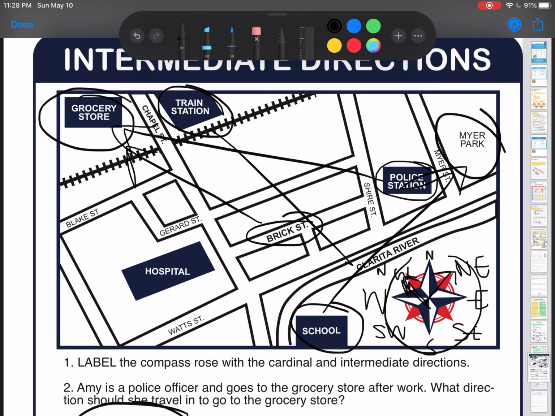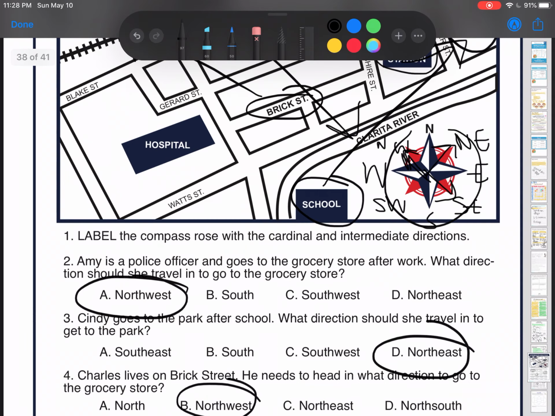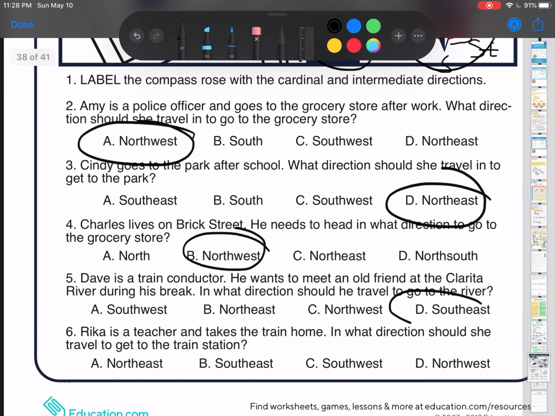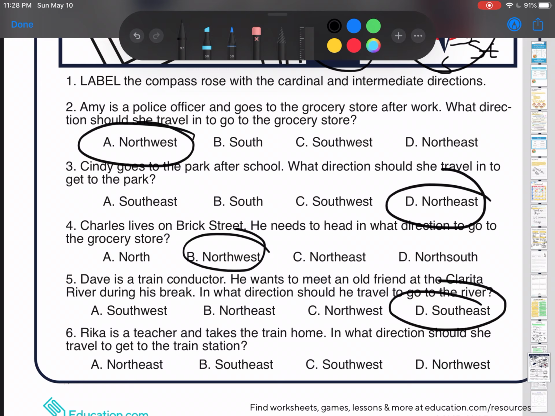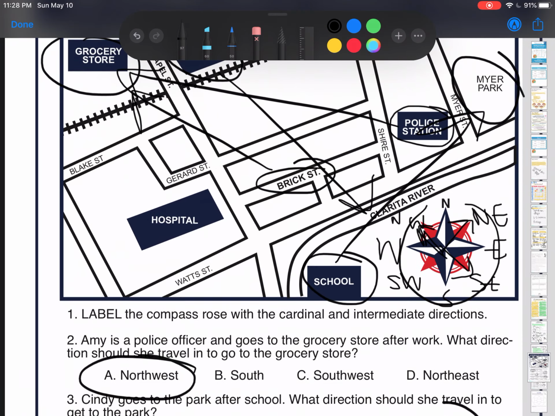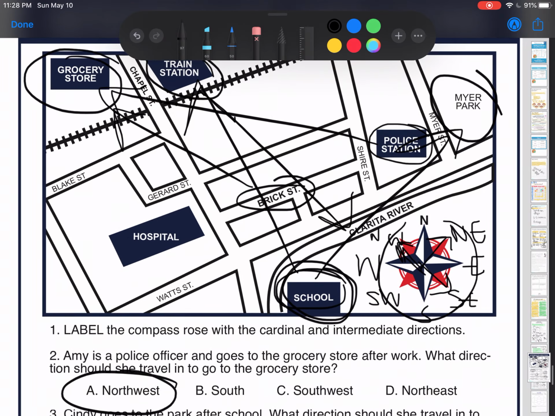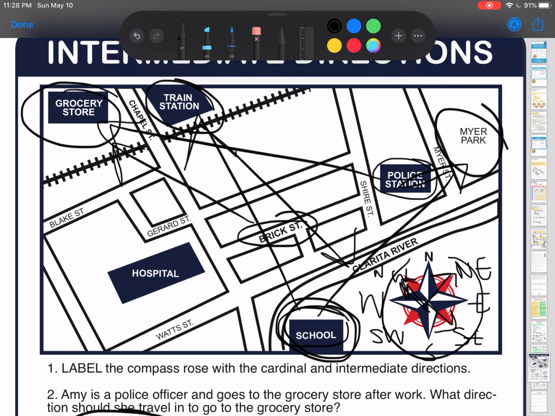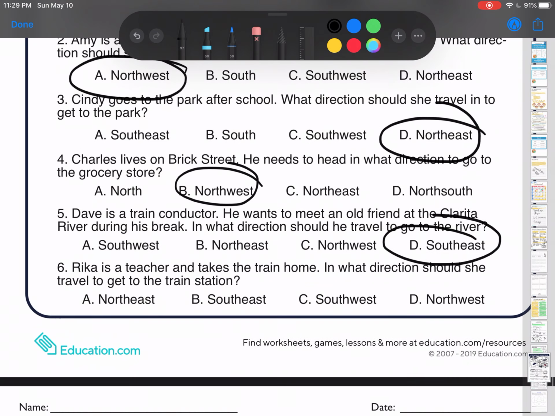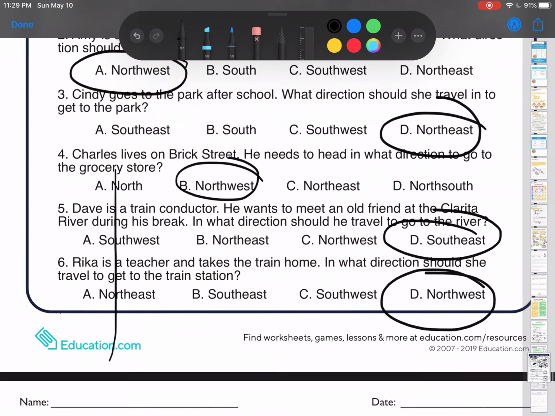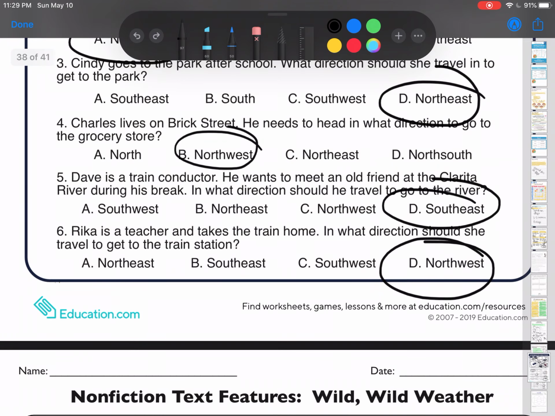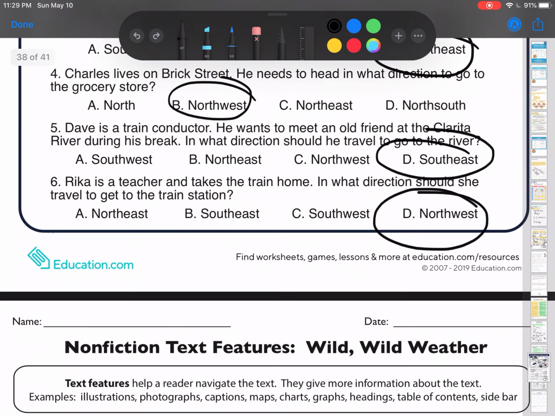Here's Clarida River. So which way is he heading? Again, that's going like that. So that is southeast. Rika is a teacher and takes the train home. In what direction should she go to the train station? So she's a teacher, so she's at the school, and she needs to go to the train station. So that is northwest. Alright.